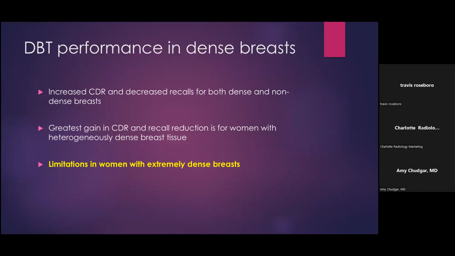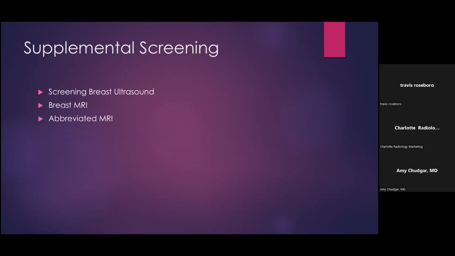Using the 3D image with women who do have dense breast tissue has been found to be very helpful for both dense and non-dense breast tissue. However, the greatest gain in having the improved cancer detection rates and reducing recalls is actually women who are going to fall into that C category, the heterogeneously dense. But there still are limitations of women who fall into the D category, or the extremely dense breasts. And so that's where talking about supplemental screening is particularly helpful.